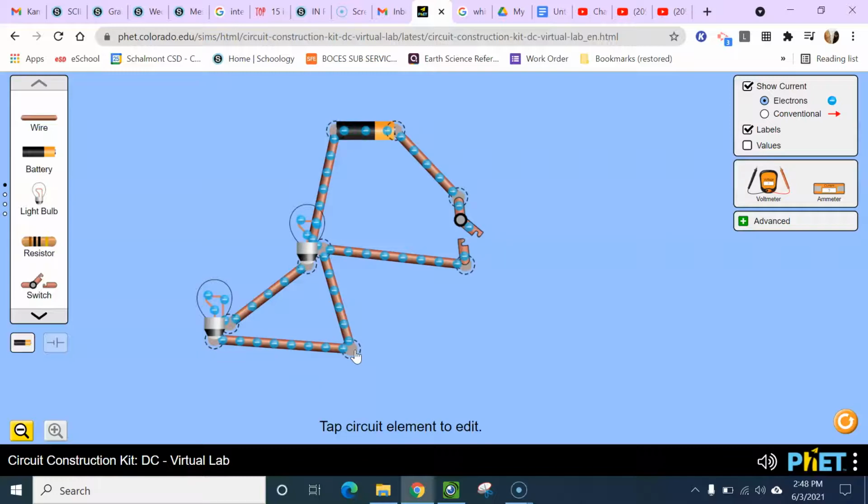Number 13 wants you to make a prediction. What's going to happen to those two light bulbs when I close the switch? So you make a prediction, pause if you need to, and then I'm going to close this, and then you're going to write down what happens for 14.